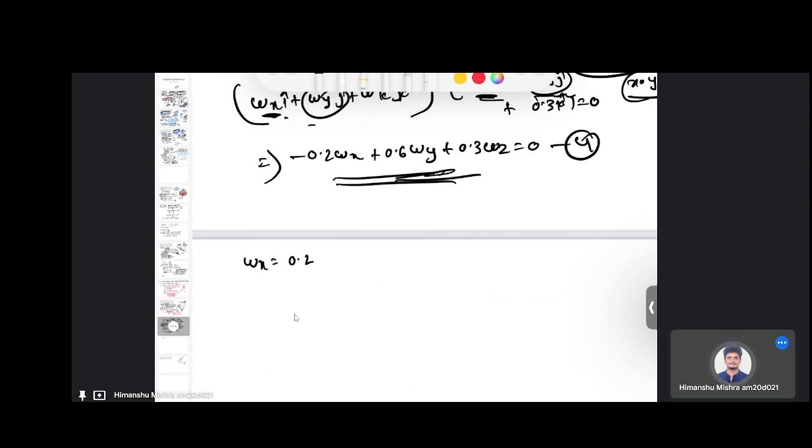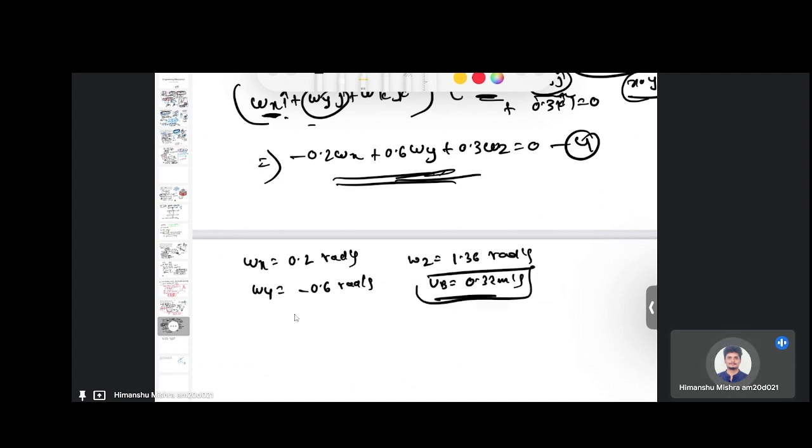omega x as 0.2, omega y as -0.6, omega z as 1.36, and Vb equals 0.33 meters per second. So this is our end objective, to calculate the velocity at point B.